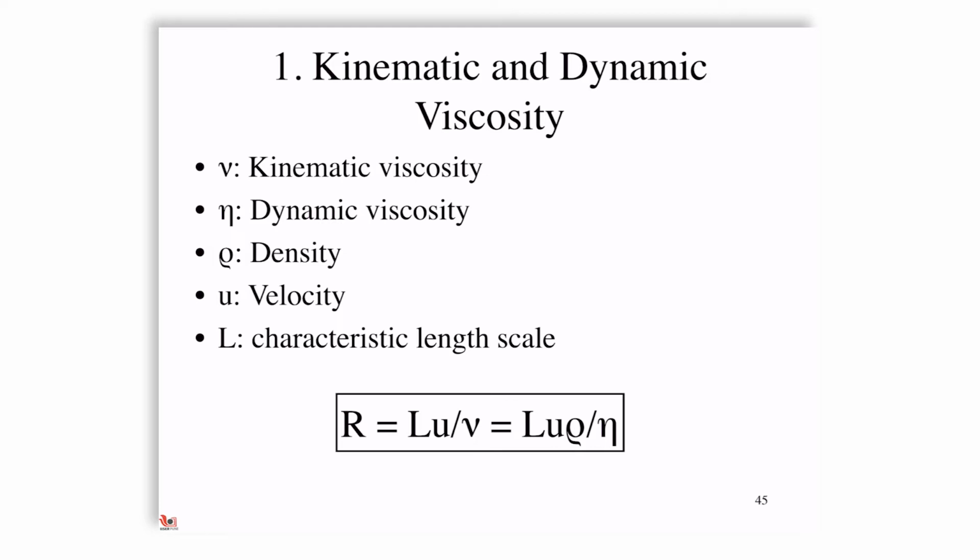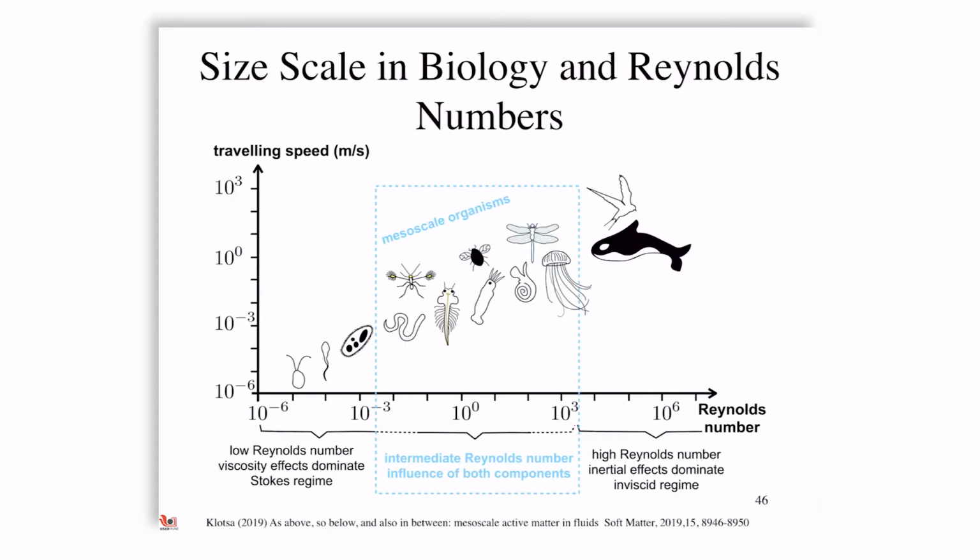U is the velocity, so how fast it moves. At a microscopic scale, the velocity is around tens of microns per second. Rho, which is the density of water, is in SI units 1000 kg per meter cube, and eta, as we said, is 1 by 1000 Pascal second. So plugging these in, we end up with low Reynolds numbers for bacteria.